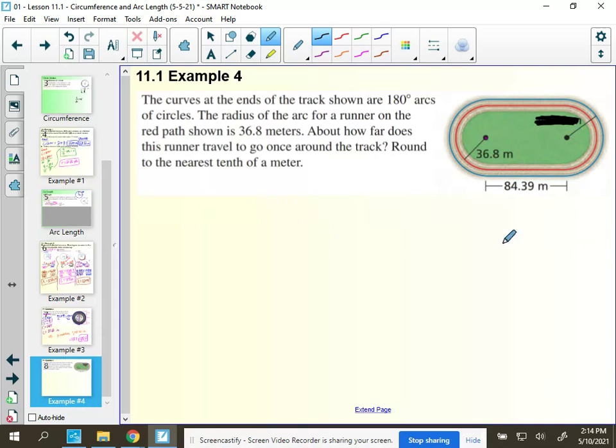Okay, so that's the first thing. What are we looking at here? What do we got to figure out? Well, if I cut out the straightaways, this distance right here and this distance right here, whether you're red or blue, it doesn't matter, those are both 84.39 meters. So if I'm game planning this, my total distance, to the nearest tenth of a meter, I've got two of those straightaways that are 84.39 meters. That'll factor in later at the end.